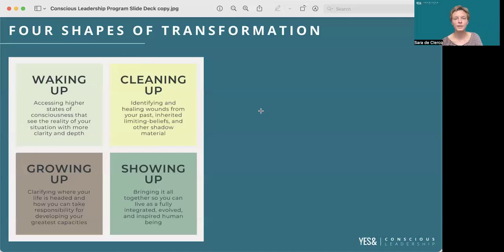Certain things we don't like about ourselves, we don't actually want to look at, and cleaning up is starting to really bring that more to the forefront. It means being with those uncomfortable wounds from the past, some limiting beliefs and some shadow material, to really integrate those parts and clean them up, if you will. Clear the unnecessary stuff out of the way.